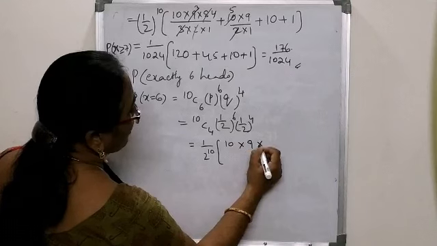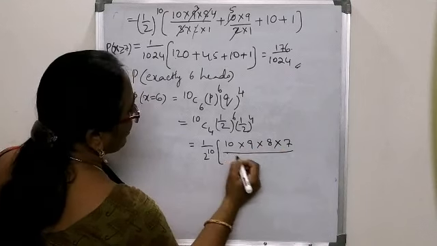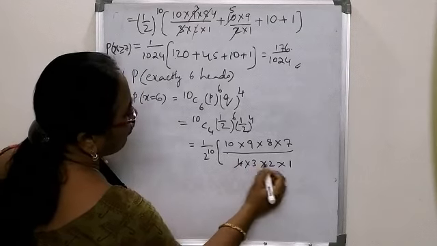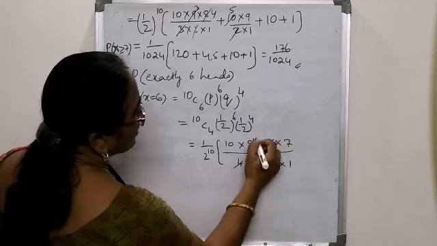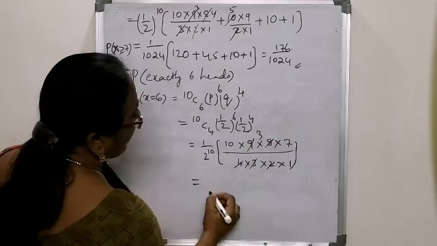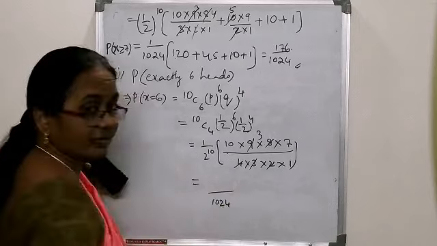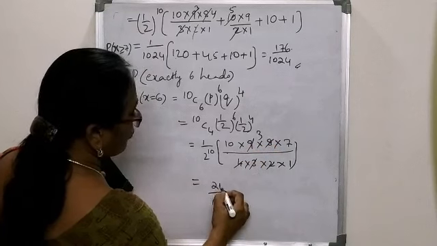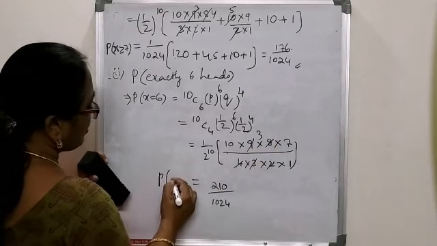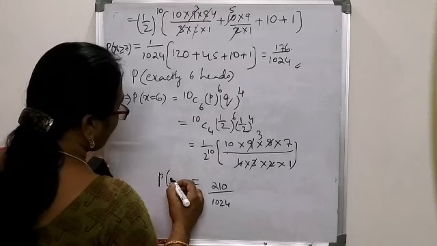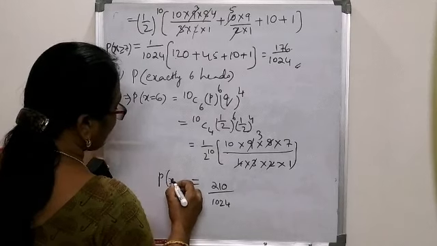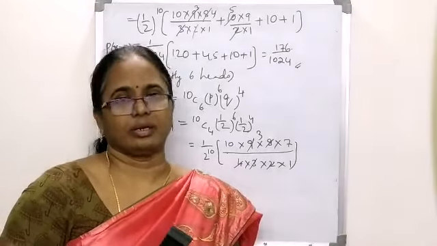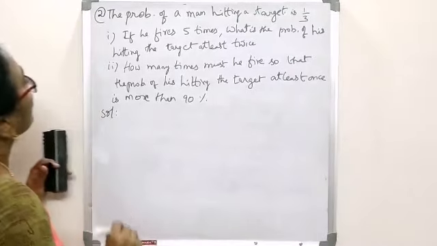10c4 is 10 into 9 into 8 into 7 by 4 into 3 into 2 into 1. We have 4 into 2, 8 is cancelled. 3 3s are 9 cancelled. And therefore we have denominator 2 power 10, 1024. And in the numerator we have 7 3s are 21 into 10, we have 210. So this is the probability that in the experiment there are exactly 6 heads appearing, x equal to 6, according to the binomial theorem.